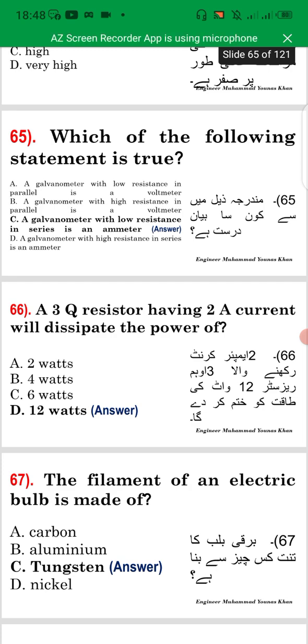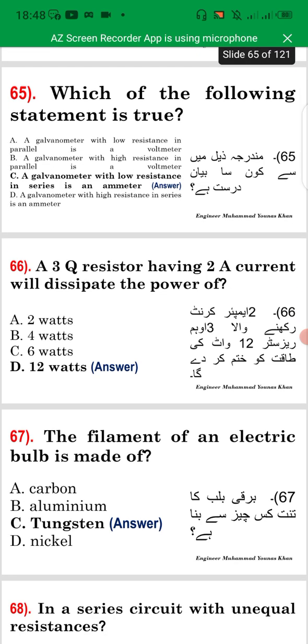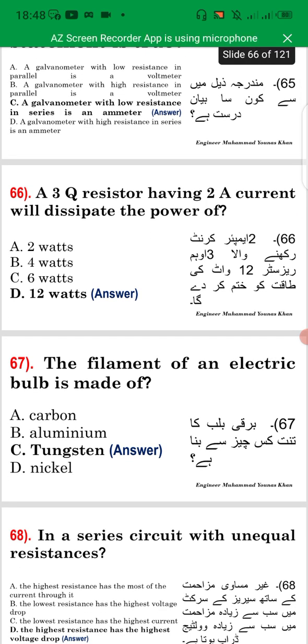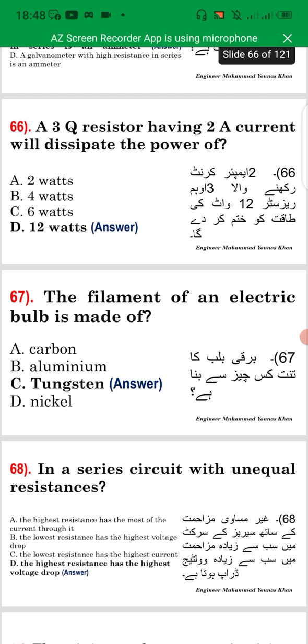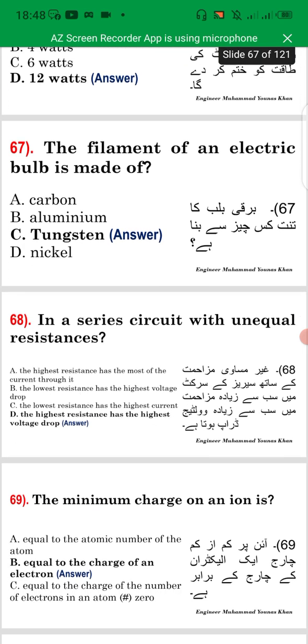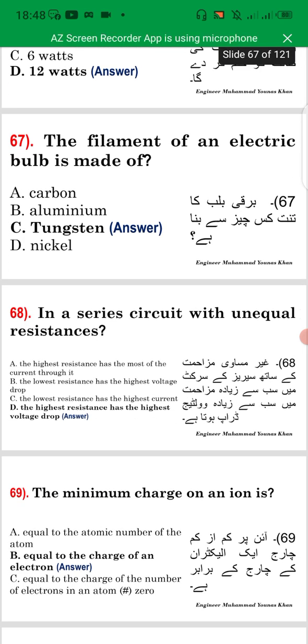A 3-ohm resistor having 2 ampere current will dissipate the power of 2 watts, 4 watts, 6 watts, or 12 watts. The filament of an electric bulb is made of carbon, aluminum, tungsten, or nickel. Tungsten.